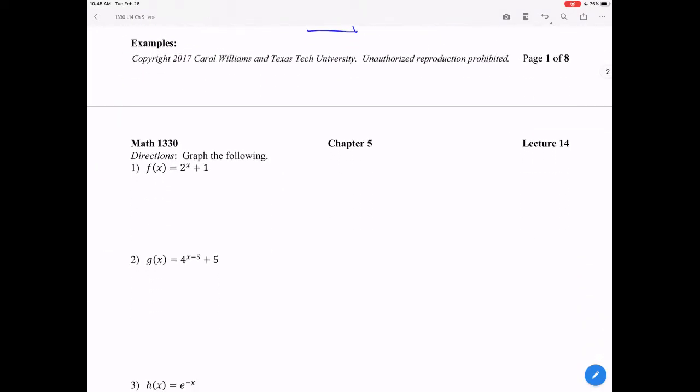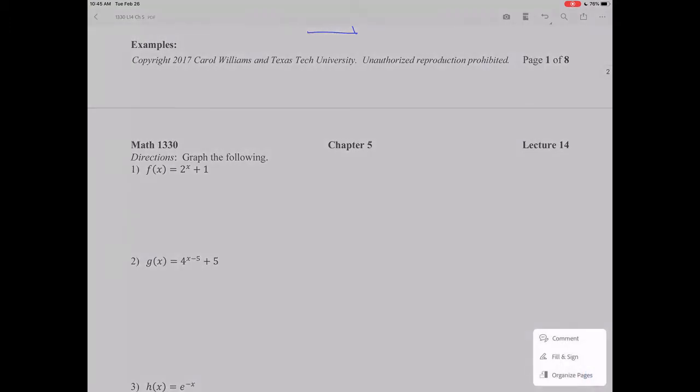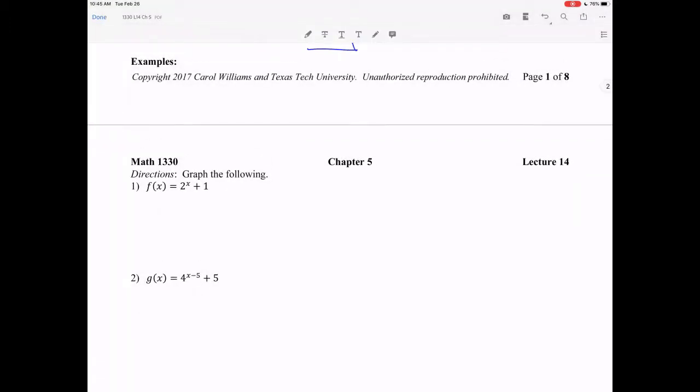So, this file was supposed to be updated. Here are some examples, and we're just going to look through these. You want to graph this function. The shape is going to be the same, and for all the y values, we're going to be moving it up 1. So if I put in 0, f of 0 is 2 to the 0 plus 1, so that's 1 plus 1, which is 2. Now my asymptote is going to be at y equals 1.